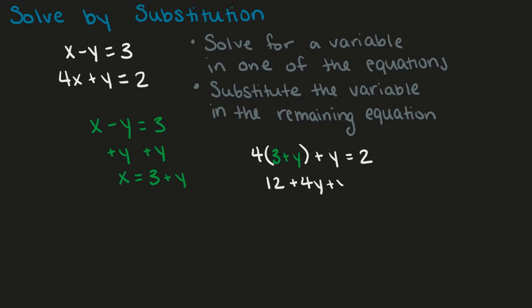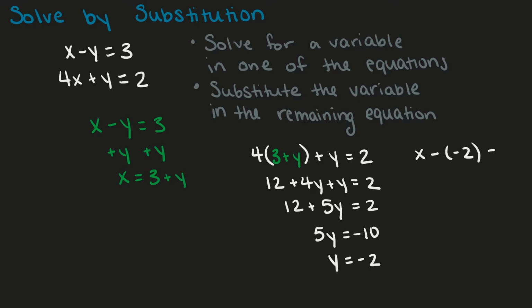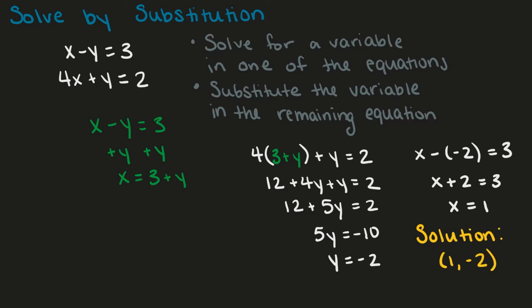Distribute the 4 and we get 12 plus 4y plus y equals 2. 12 plus 5y equals 2. So 5y equals negative 10 and y equals negative 2. We just found our y value. To find our x value, we'll simply plug that y value back into either one of our equations, and we get x minus negative 2 equals 3, or x plus 2 equals 3, and x equals 1. So our solution is 1, negative 2, which is the same solution we saw when we solved by graphing.